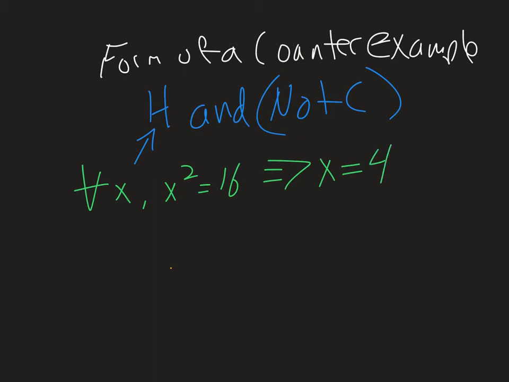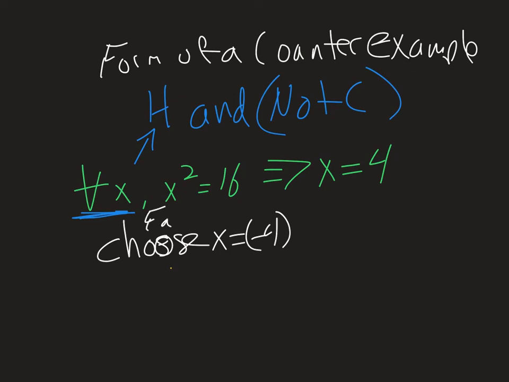Now, this one almost looks true. It is so close to being true. However, it's saying here for all x. For all x where x squared equals 16, x equals 4, I'm thinking there's a number I can pick that's not 4 where x squared does equal 16. So I'm going to choose x to be equal to negative 4. And this is going to prove my statement false.